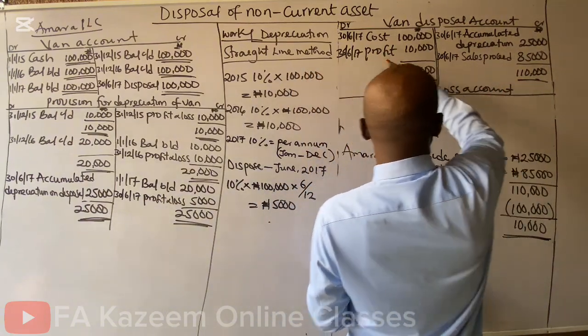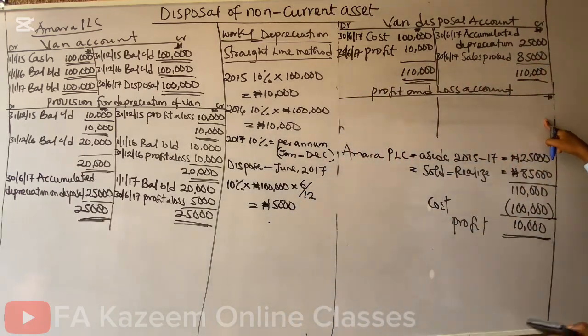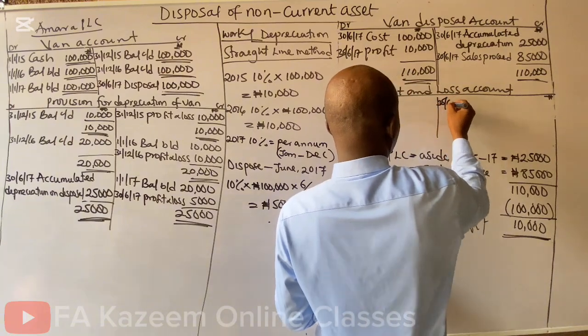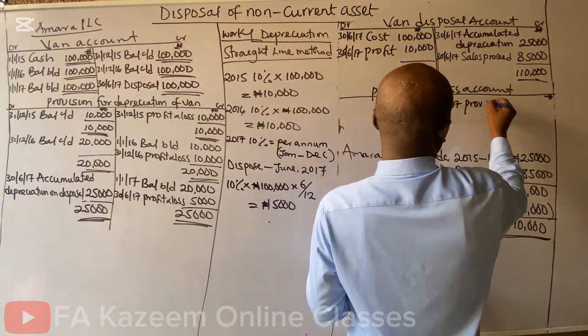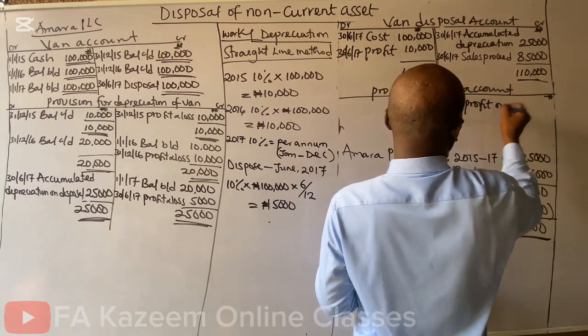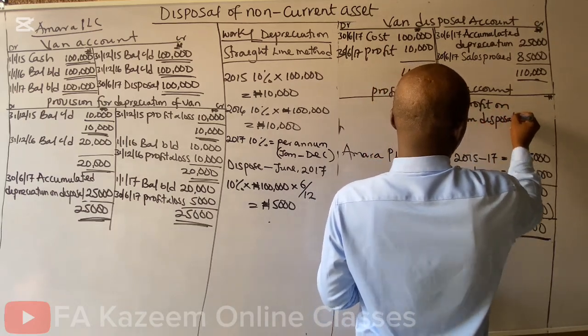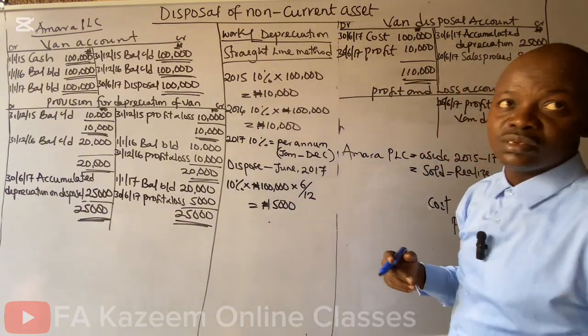If we prepare this account, you see here, it will come to the income side of the P&L. This is the income side of the P&L. And we'll come here, 30th 6 2017. This is what we call profit on disposal, 10,000 naira.